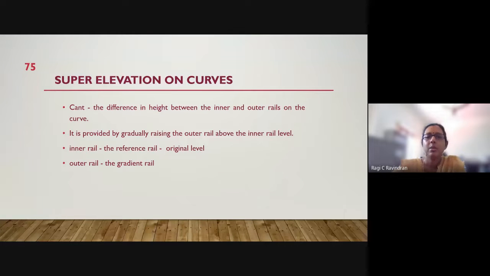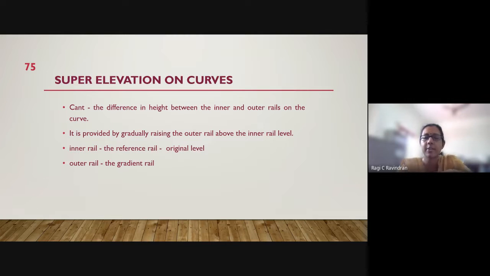So now again we are continuing with super elevation only. We will be sticking to this super elevation, and we'll be doing a couple of problems related to this also. So super elevation on curves, as you know, is defined as the difference in height between the inner and outer rails on the curve. And how are you providing this super elevation? When you are raising the outer rail, the inner rail will be your reference rail, or it will be at the original level as that of the normal track.